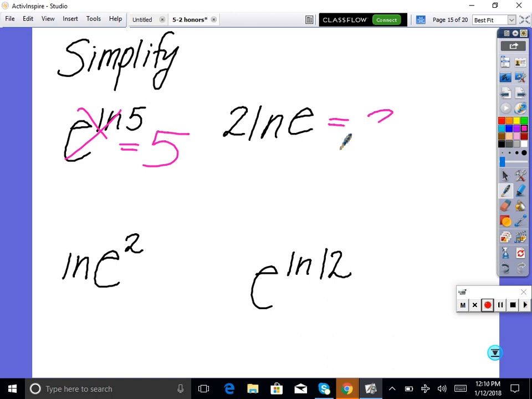2 ln of e is 2, because isn't this 1? Okay, ln and e undo each other, so this would simplify to be 2. e raised to the ln of 12 would be 12, because ln and e undo each other.